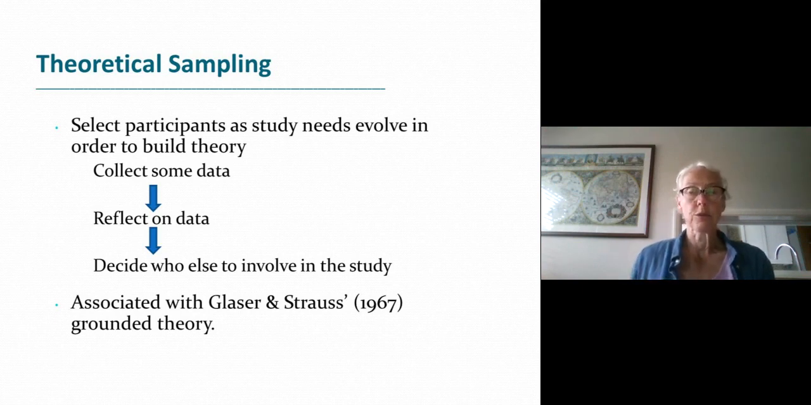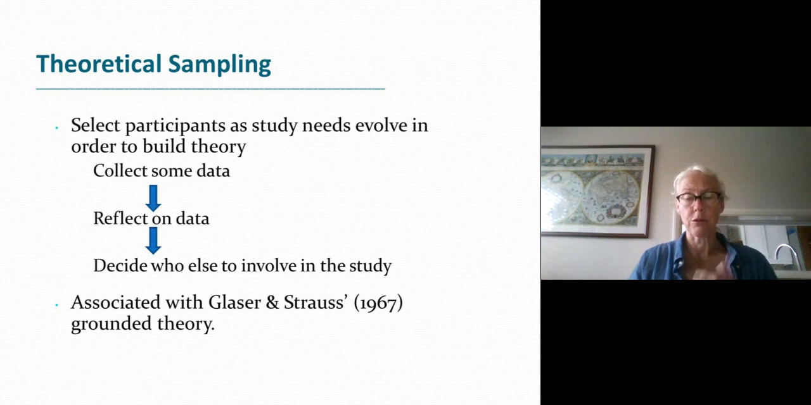So first of all, one of the ones you most commonly read about is something called theoretical sampling, which perhaps on the face of it sounds a bit difficult. And people often ask me, well, what is the theory behind it? And there isn't really a theory as such. What theoretical sampling does, as it says there, is you select participants as your study needs evolve.